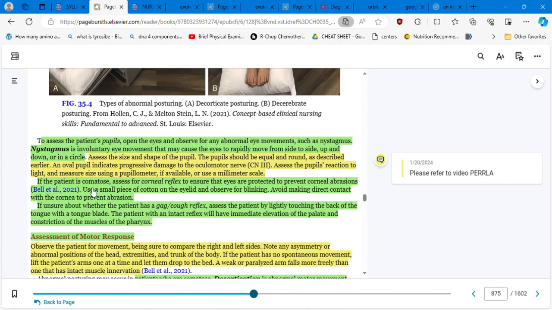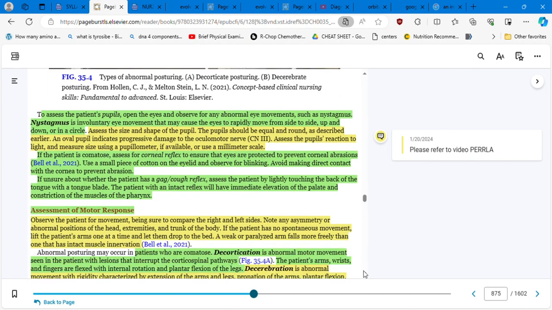If the patient is comatose, assess for corneal reflex to ensure that eyes are protected to prevent corneal abrasion. Use a small piece of cotton on the eyelid and observe for blinking. Avoid making direct contact with the cornea to prevent abrasion. If unsure about whether the patient has a gag or cough reflex, assess the patient by lightly touching the back of the tongue with a tongue blade. Okay.